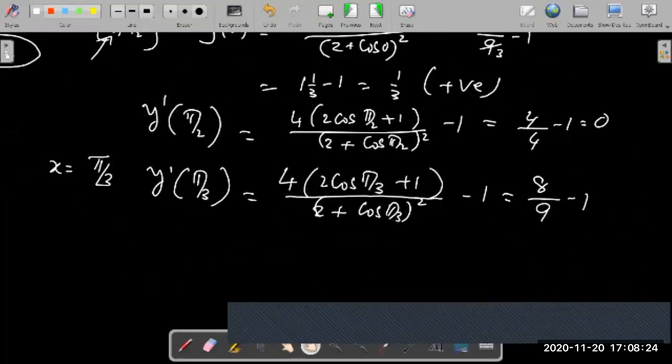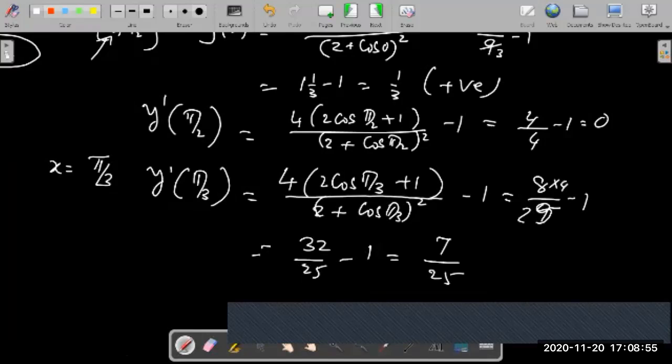Did I do correctly? So 4, 2 cos 60 is equal to 1 by 2. So 4 2s are 8. And this 1 by 2, oh, this is not 9, this is 1 by 2. So 2 and a half, 2 and a half is 5 by 2. So 25 by 4. This is not 9, this is 25 by 4, 25 multiplied by 4. So that means 32 by 25 minus 1, which is 7 by 25.